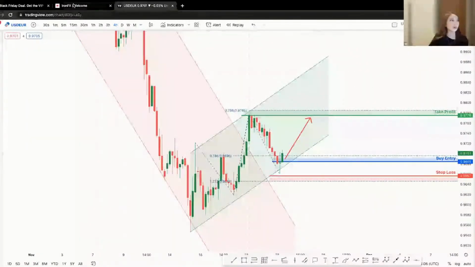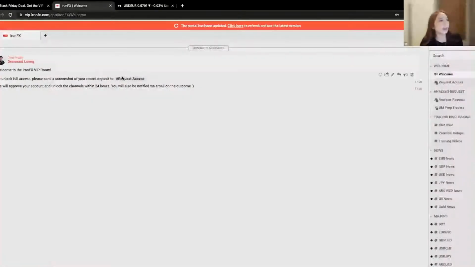So let's move on to the VIP room. IronFX had a partnership with our company to create a VIP room for you. It is a platform which allows you to interact with us on a daily basis to catch up on daily news and majors analysis, like euro dollar, pound dollar, dollar franc, dollar yen, Aussie dollar, Kiwi dollar, and the XY, which is your dollar index. So let's take a look at the platform.